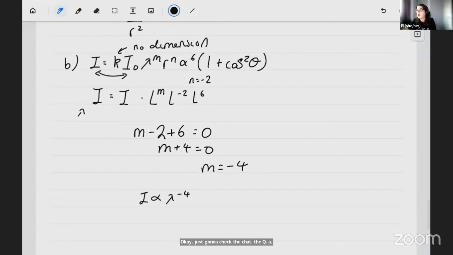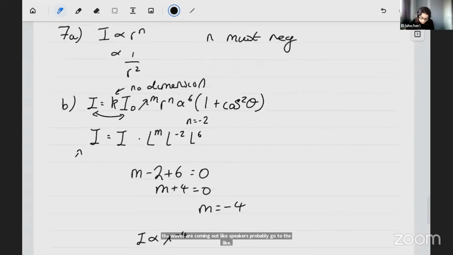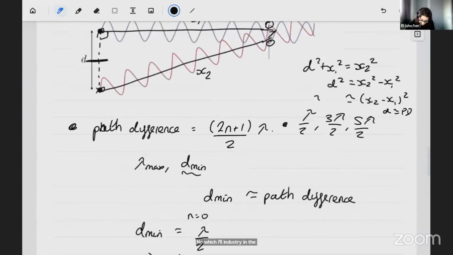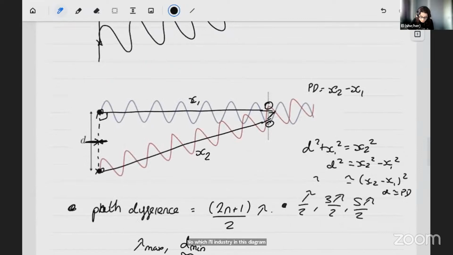So the orientation of the radio, you just say the waves are collinear with the center of the speakers. So the waves are coming out parallel to the speakers, perpendicular to the normal, which I'll illustrate in this diagram up here. So this is the center of the speaker here. The waves are collinear, so they're coming out this way.